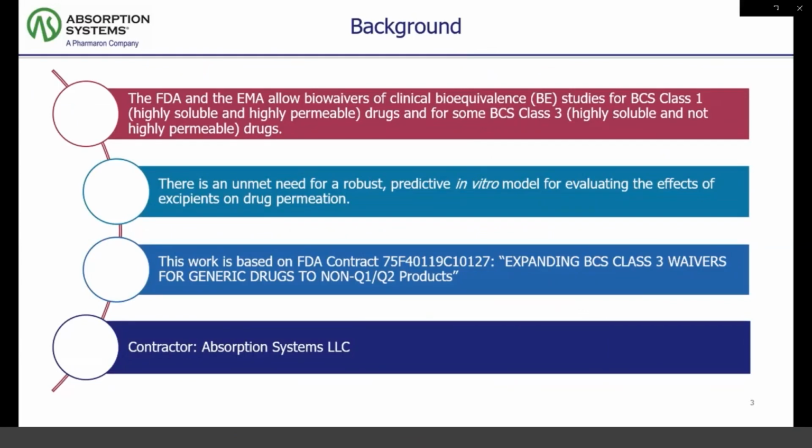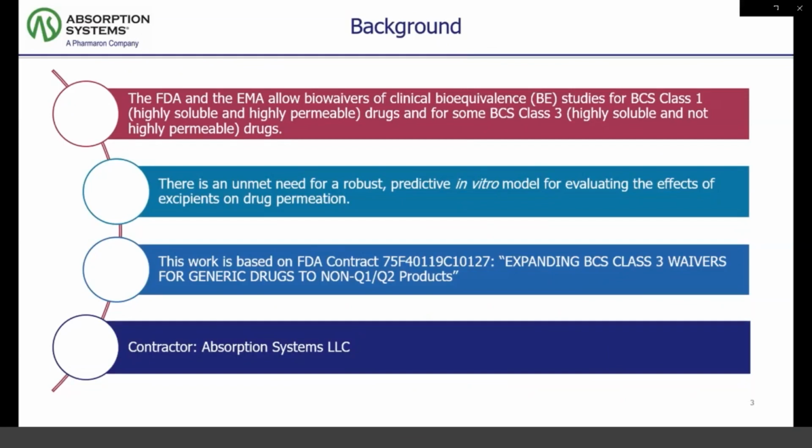So the first regulatory guidance on the BCS was issued by the FDA in the year 2000. It has been updated a few times, and parts of it have been adopted by other regulatory agencies. The harmonized ICH M9 guideline on the BCS went into effect in Europe in July 2020 and in the US in May of this year.